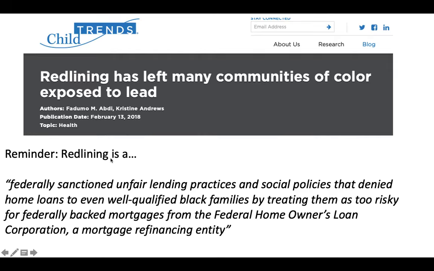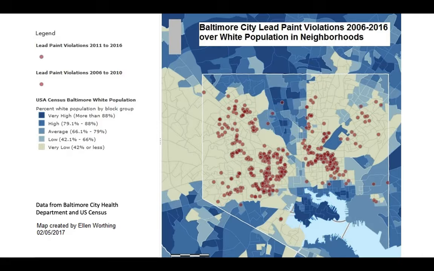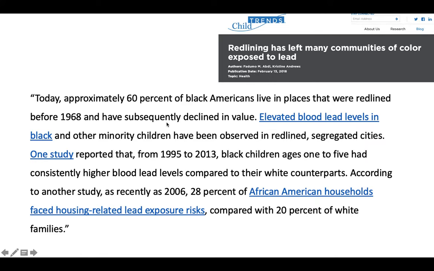And to refresh your memory, this is from this paper here. Redlining is a federally sanctioned unfair lending practice, social policies that denied home loans to even well-qualified black families by treating them as too risky for federally backed mortgages from the Federal Homeowners Loan Corporation, a mortgage refinancing entity. This was started in 1935, and it continued on, I think, through the late 60s, and even after it was legally ended, the impacts of it still echo through many cities today, as you can see in lead paint in Baltimore.